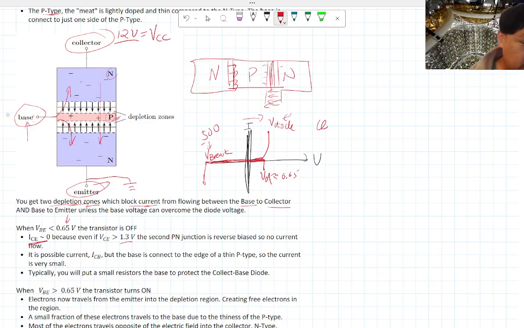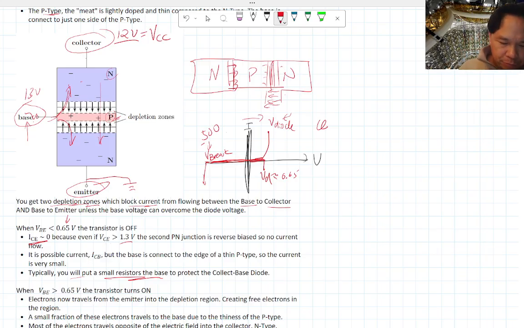And let's say your base voltage becomes greater than 12 volts. Let's say you put 13 volts here, then you actually can overcome this diode voltage, and you would run current from the base into the collector. This is usually not what you want, and that's why typically when you have a base like this, you would connect a little resistor to it, just to limit the current that could flow in case some miswiring happened.